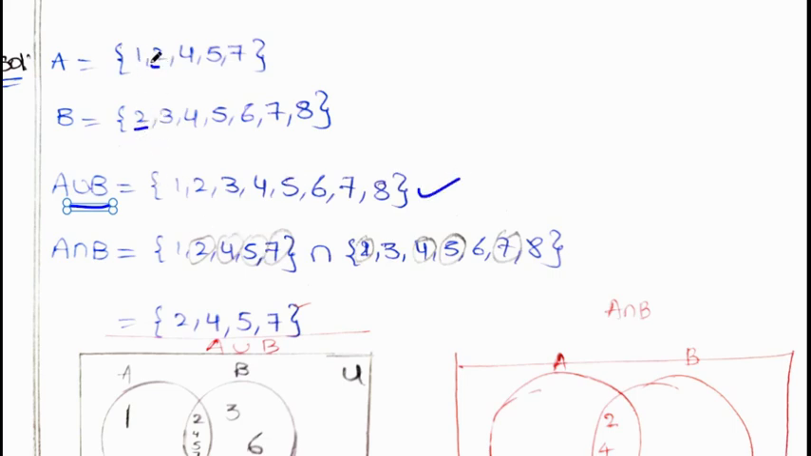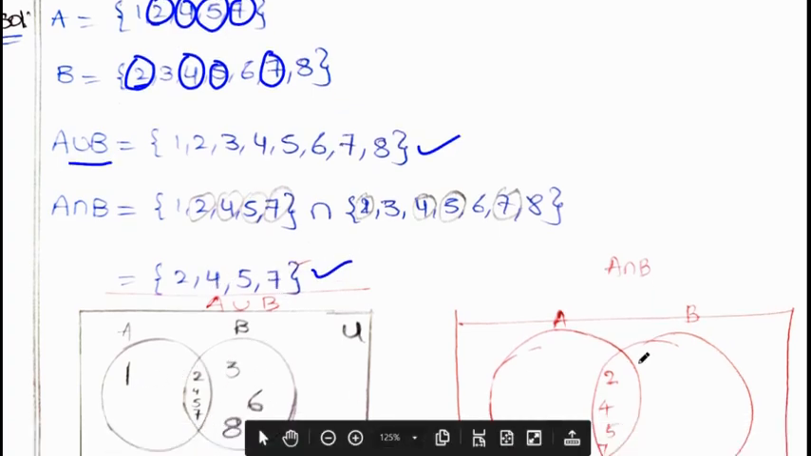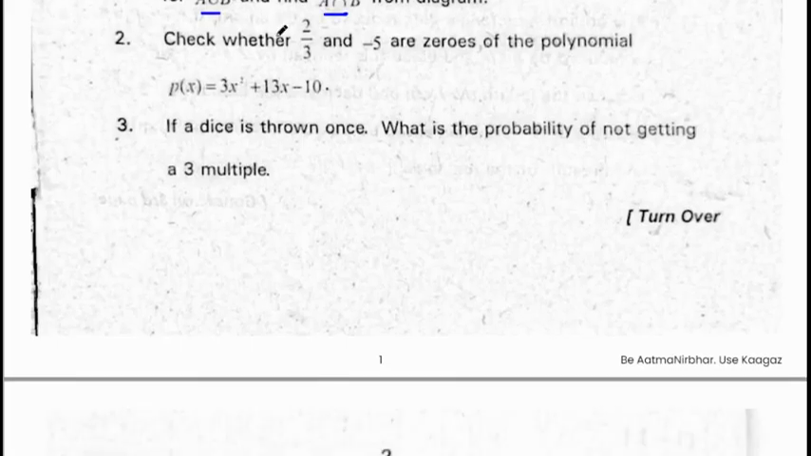A intersection B is the common elements. 2 is a common element for both A and B. 4, 5, 7. So these are the common elements in A and B. So we have to write A intersection B as 2, 4, 5, 7. So 1, 2, 4, 5, 7, 3, 6, 8, and 2, 4, 5, 7 is A intersection B. We'll discuss the second question now.